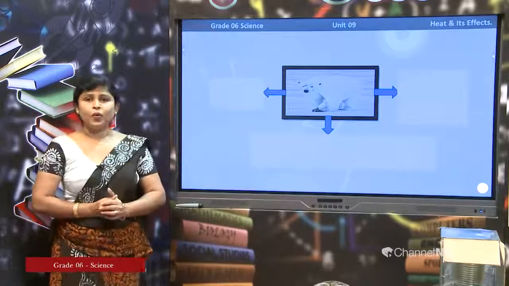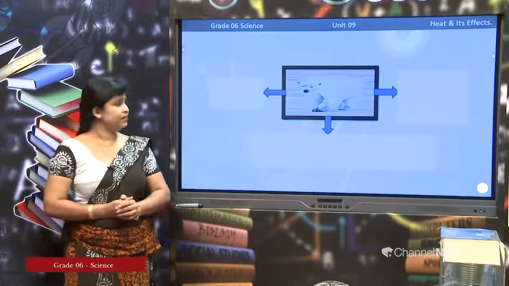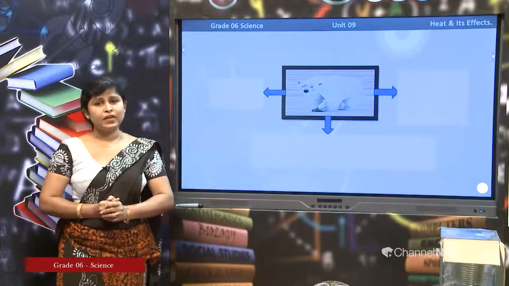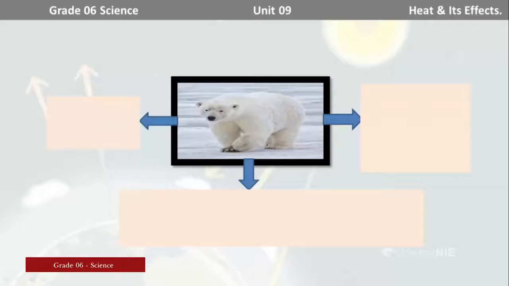here is a polar bear. You know this animal. It is not living in our country. It is living in extreme cold climates, especially in Arctic regions. There is a story of the polar bear. It is saying something. Now let's see what is said by the polar bear. It says that I am a polar bear.